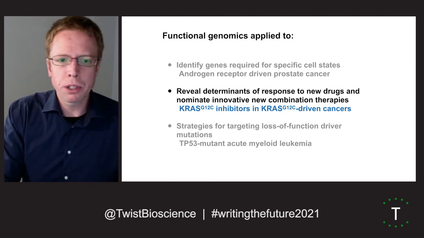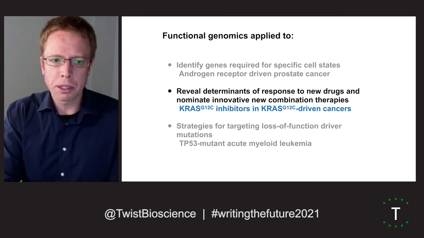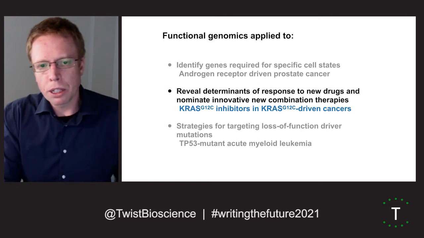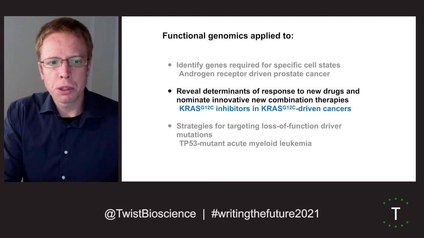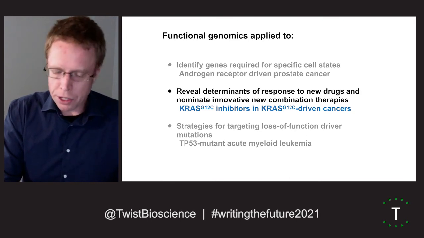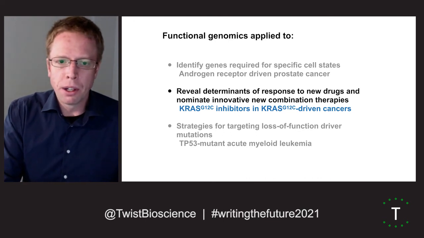The second thing we were interested in doing using CRISPR functional genomics was revealing determinants of response to new drugs, even before they hit the clinic. And so we saw with great interest that our colleague at UCSF, Kayvon Shokat, published a new class of KRAS G12C inhibitor small molecules a couple of years ago. And so we wondered whether we could use genome scale screens to identify genes that regulate response to this small molecule, even just as clinical trials are being initiated.